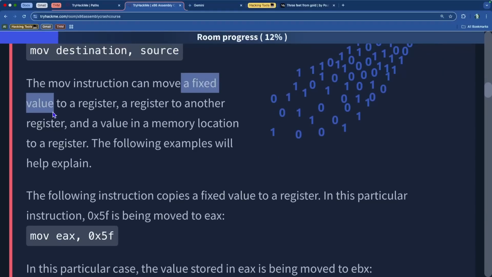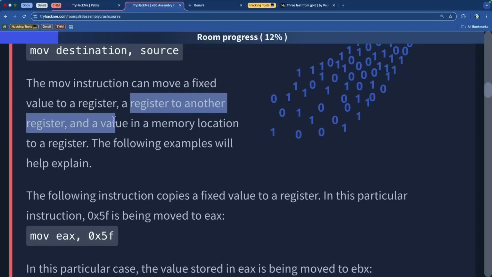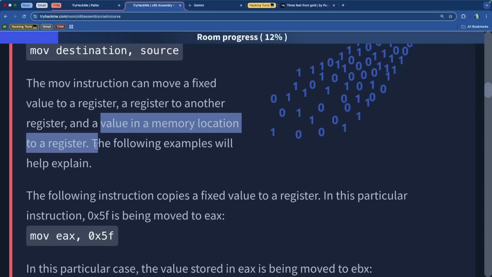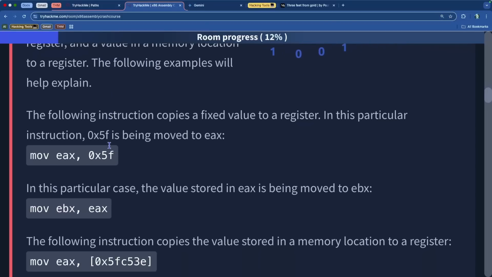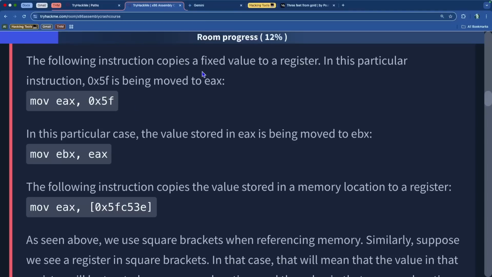It can move a fixed value to a register, a register to another register, and a value in a memory location to a register. So this will help us understand here. In this set right here, we're copying a fixed value to a register. In this particular case, 0x5f is being moved to EAX, right? So we're moving to this place, this thing.